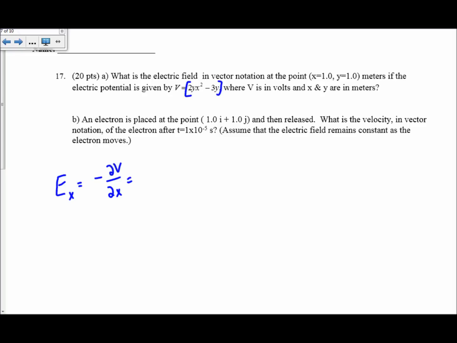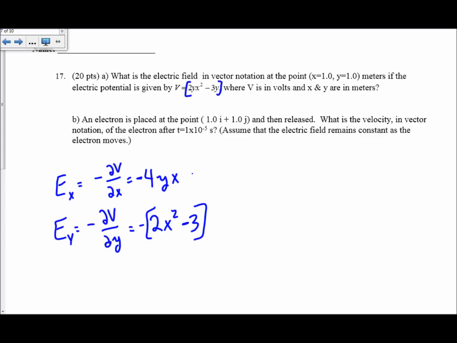Let's see, so that is 2 times 2, which is 4, times y x, negative of that. And then Ey is going to be negative of the partial of V with respect to y. And so that's going to be 2x squared minus 3. And so if I plug in 1 and 1, I get a negative 4 in the i direction.